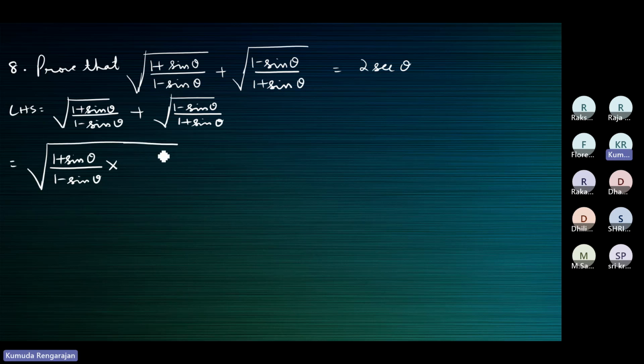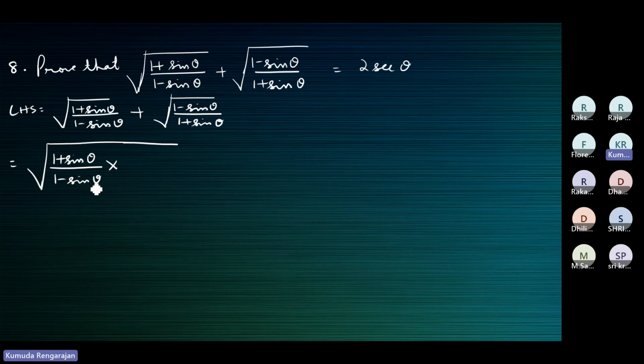Now we need to get rid of the square root. So we are trying to make the terms under the square root a perfect square.